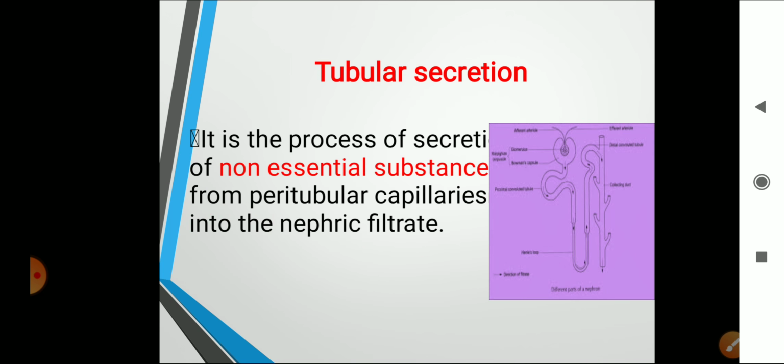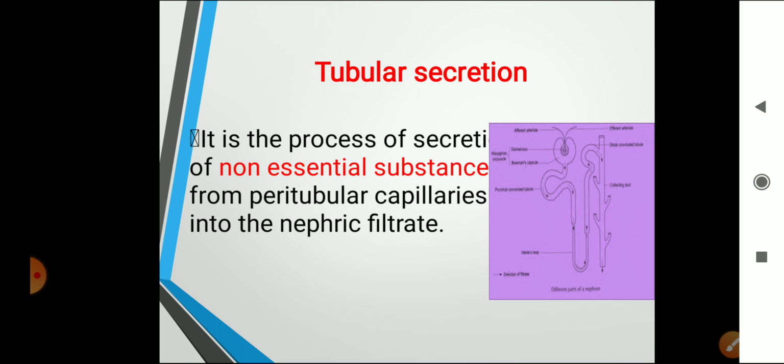Now coming to the third step, that is tubular secretion. Tubular secretion is the process of secretion of non-essential substances. Non-essential substances means substances which are not required by the body, that is the nitrogenous waste materials, certain drugs, hydrogen ions, potassium ions, creatinine, then toxic substances which are not required by the body will be secreted from the peritubular capillaries into the nephric filtrate.